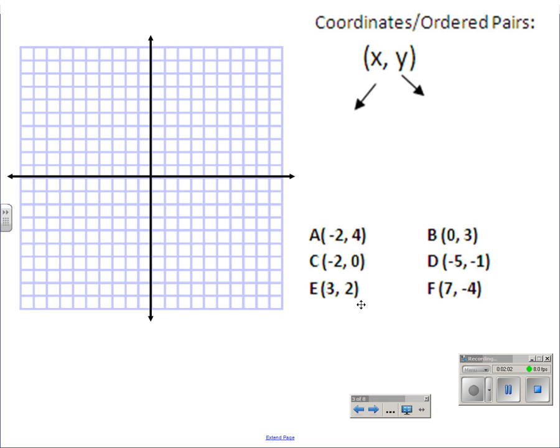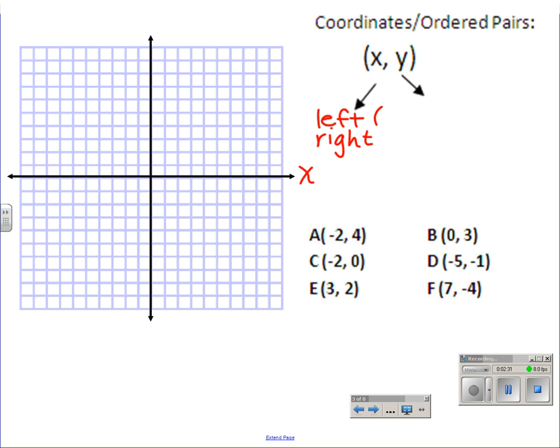Before we start graphing, we need to review what an ordered pair is. Another word for that is coordinates. You've seen coordinates before. They're usually listed like this, like 2, 3, or you might see it as x, y. That first number, the x coordinate, is on the horizontal axis, so it's going to tell you to either go left or go right. It depends on whether it's a positive or negative number.